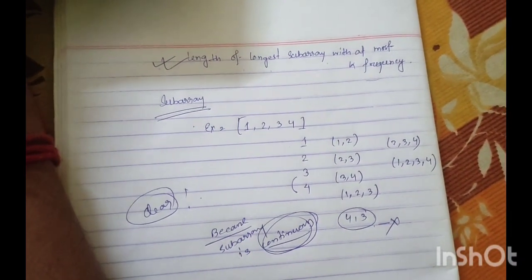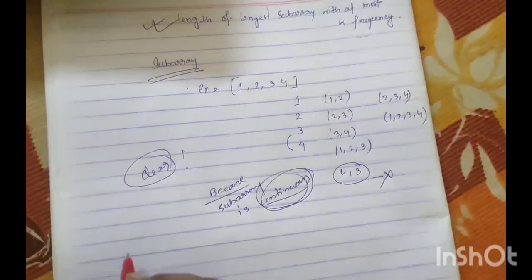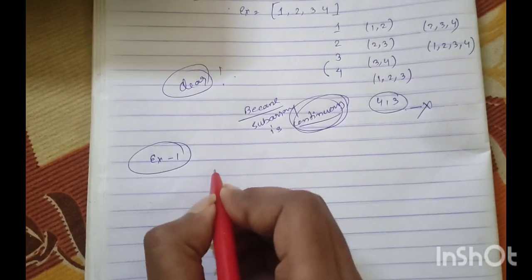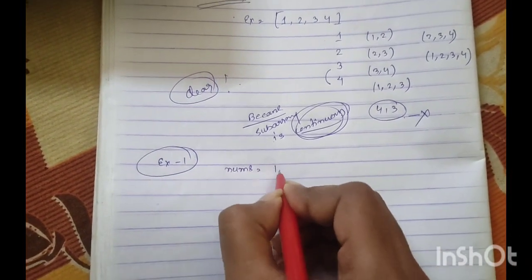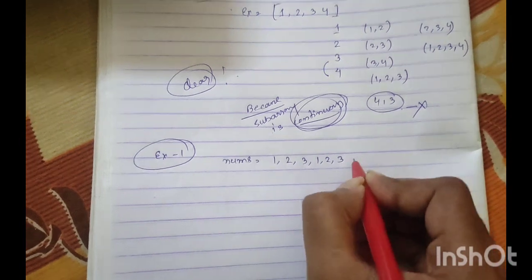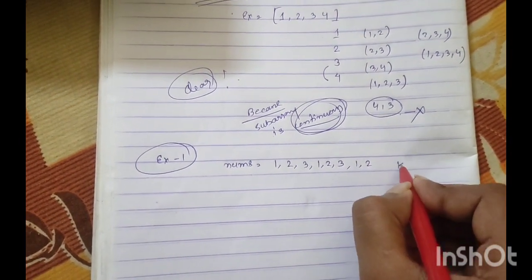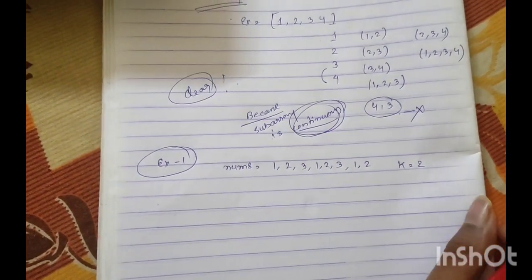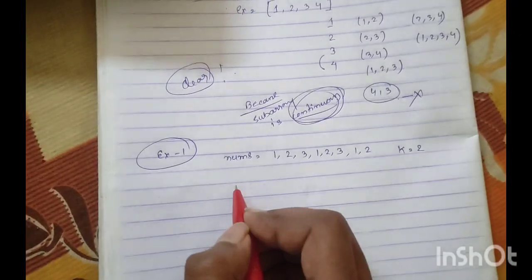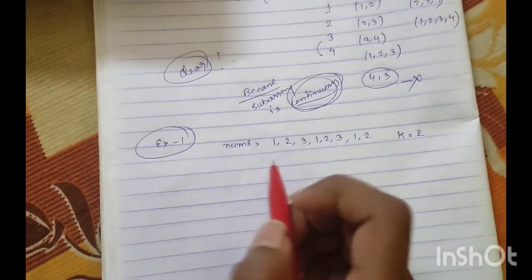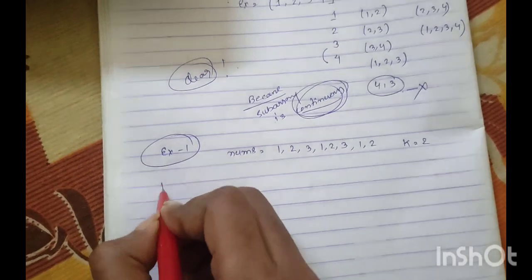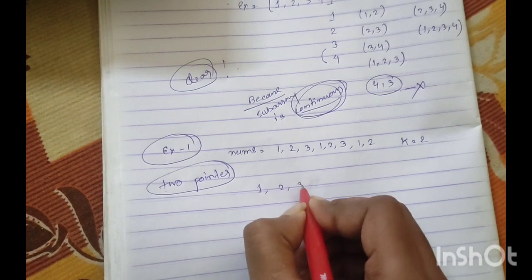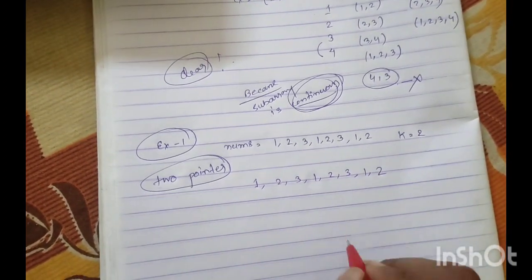Are you clear about subarray? Now we come to our question. Directly we go with example 1, and we check all the examples one by one. In the first example, nums is 1 2 3 1 2 3 1 2, and k is 2. We have to return the longest possible subarray. First of all, we can use the two pointer approach.